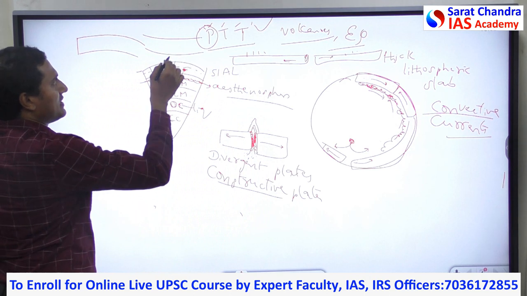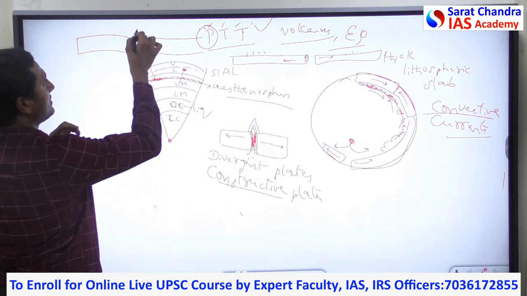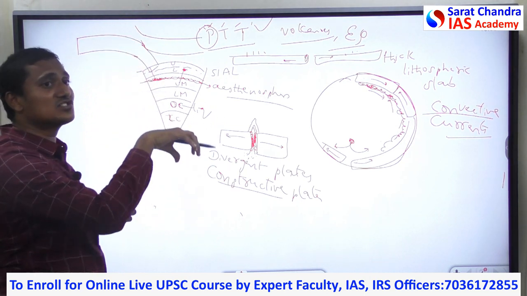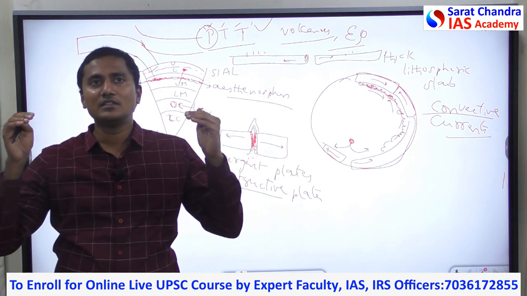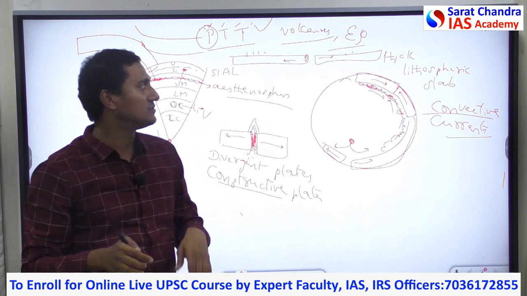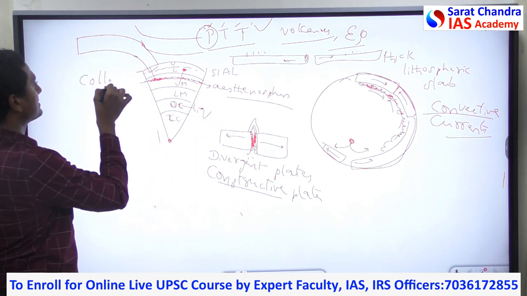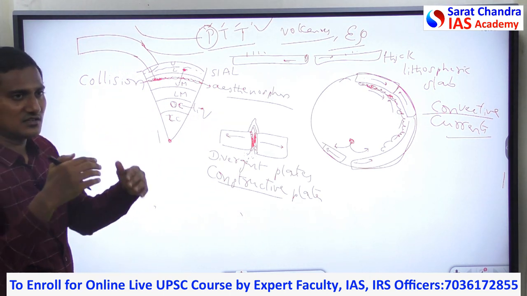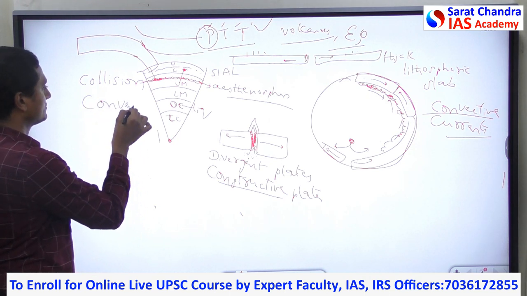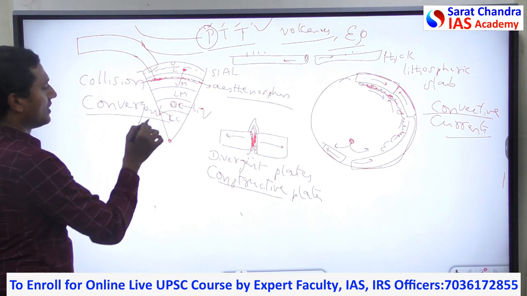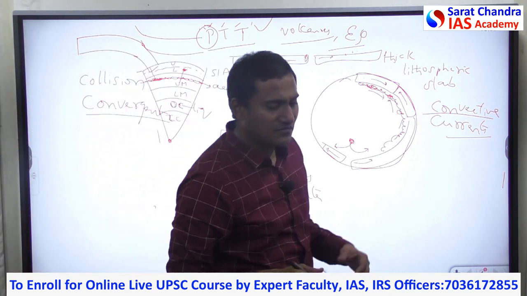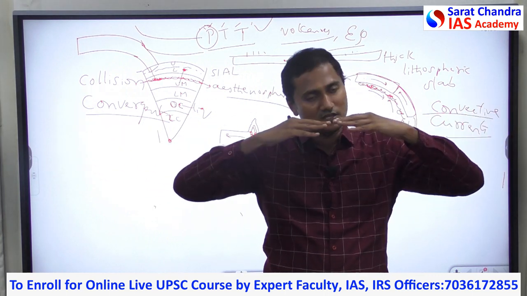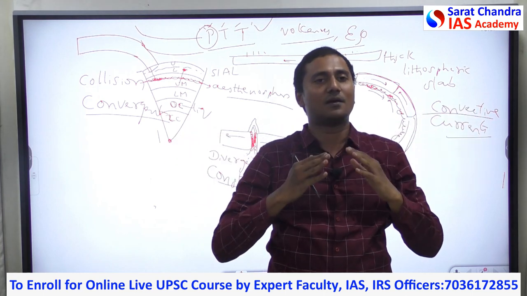Similarly, let's say both plates are coming towards each other. The light plate will rise up. The heavy plate will go down into the asthenosphere. So you can write down, during the collision of plates, it's called collision. You can call it convergent plates, converging plates. The convergent plates are also called plates colliding. Colliding means they will not come from here and collide like this. They will be there only. Slowly, they compress among themselves.